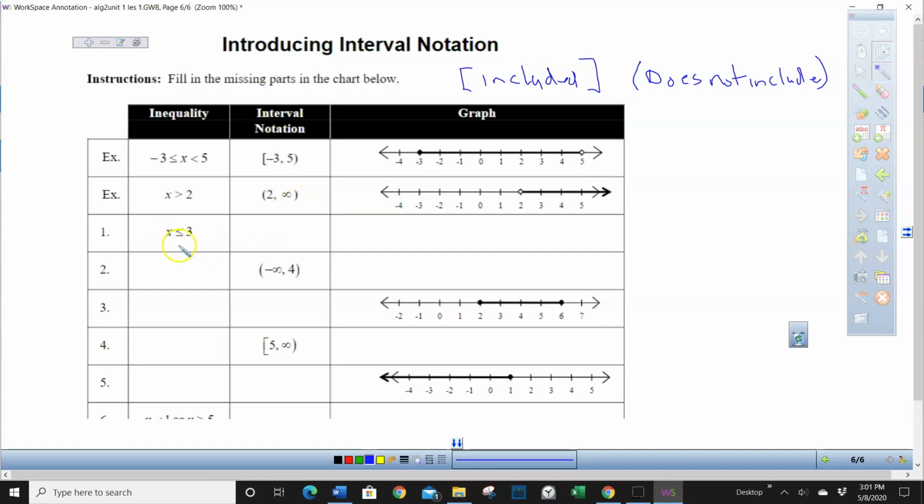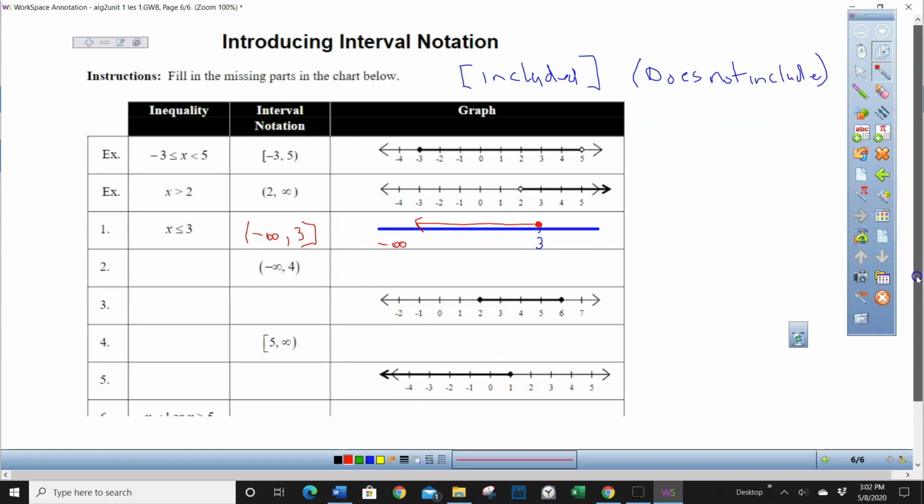So let's look at this one. X is less than or equal to 3. So if we do our number line, and let's put 3 on here, and it says less than or equal, so that's going to be a closed circle, and it goes to the left because it says less than or equal to 3. So going this direction is negative infinity. So we're going to have a parentheses, we're going to have negative infinity, and then we're going to have 3, and 3 is included, so we have a bracket.